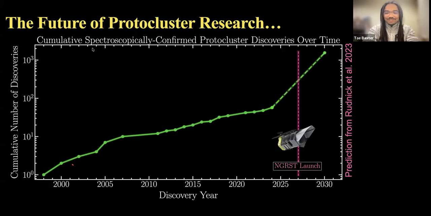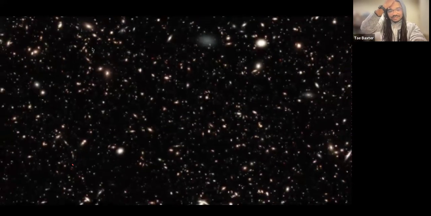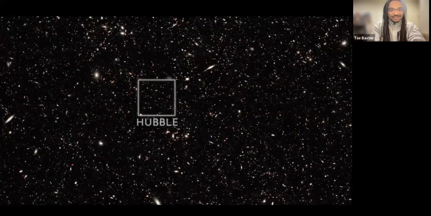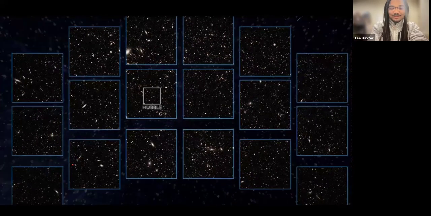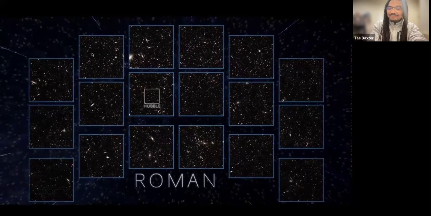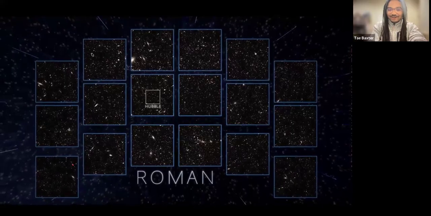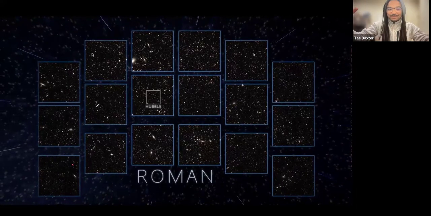But at the end of this year, the Nancy Grace Roman Space Telescope will launch, and it's going to be game changing. Predictions show that we'll find over 1,000 galaxy protoclusters with this. And why is that? If you compare the field of view of Hubble, which is shown here, to the Nancy Grace Roman Space Telescope, it's about 100 times larger. Again, we need these large, wide area surveys to find protoclusters.